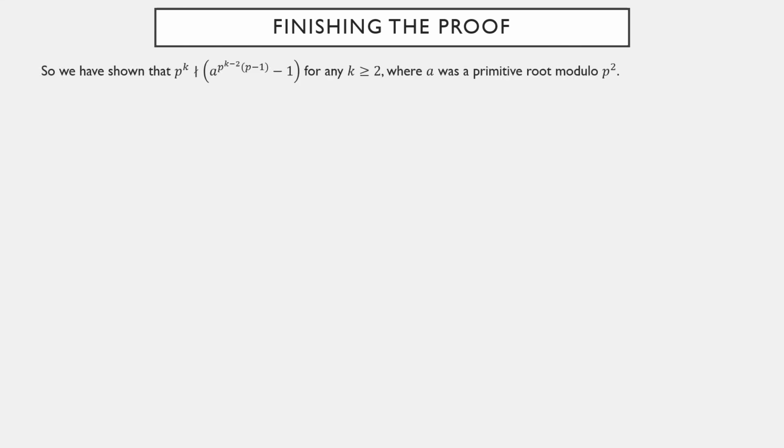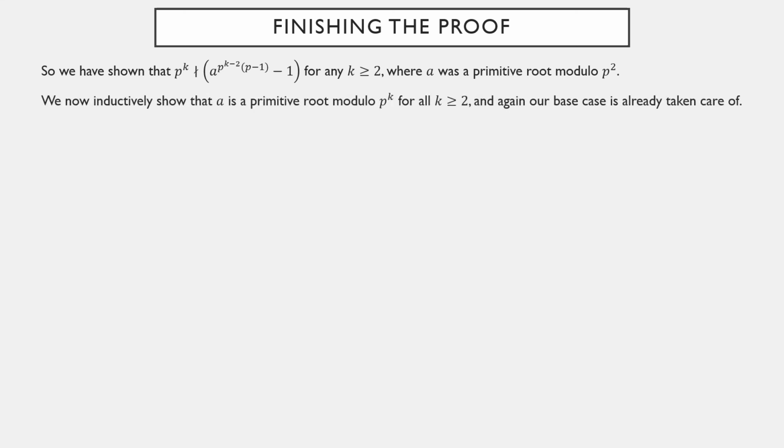We're finally equipped to finish this proof. We've shown inductively that p to the k is never a factor of this expression here, provided k is 2 or larger, and a is a primitive root mod p squared. It was also a primitive root modulo p. Now we're inductively going to show that a is a primitive root for all powers of p. Our base case is already taken care of. A is a primitive root mod p squared, all the way up to p to the k, let's assume.